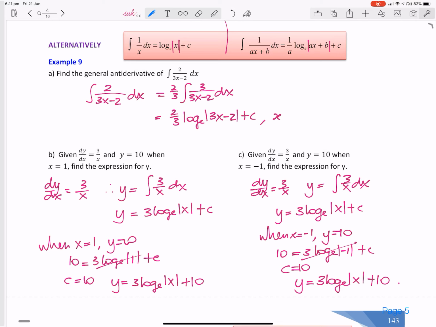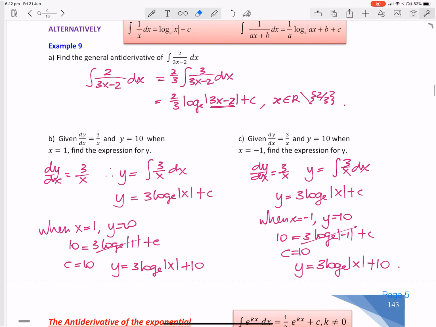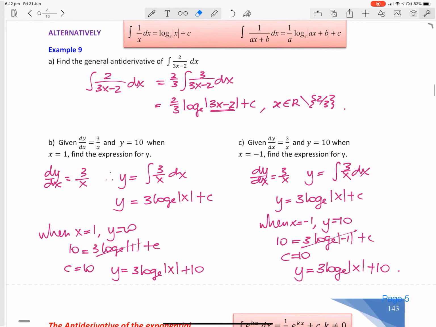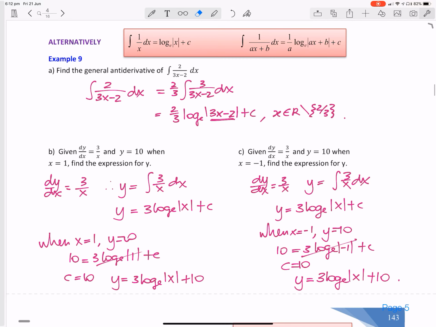And then we say x is an element of all reals with the exception of 2/3, because you can't log 0. But other than that, you can use any value, negative or positive, and whenever you evaluate it, you'll turn it into a positive value because of the modulus signs, and then you'll get the actual correct answer. So you can definitely use modulus signs. They are really useful because they allow you to find areas under the graph easily as well.